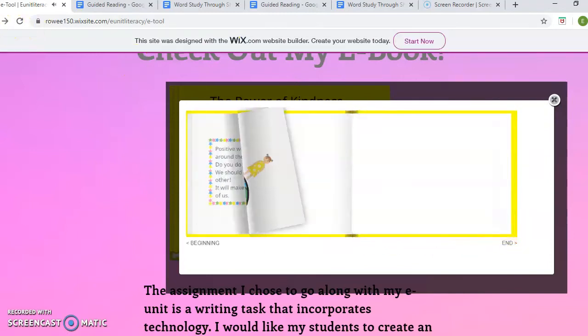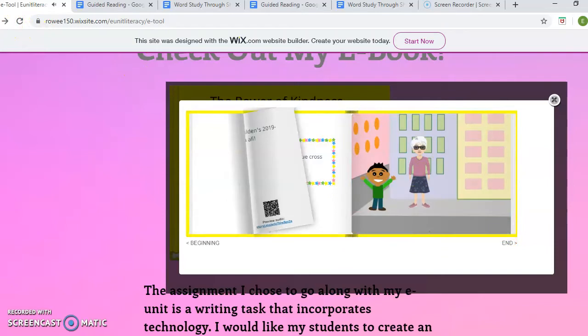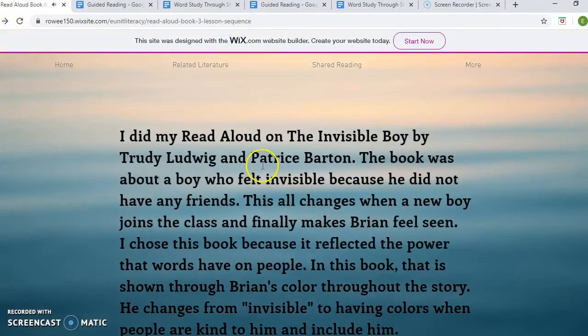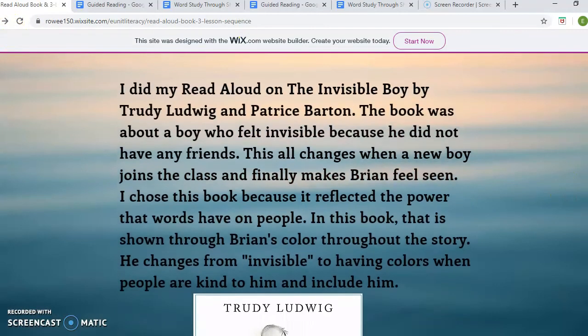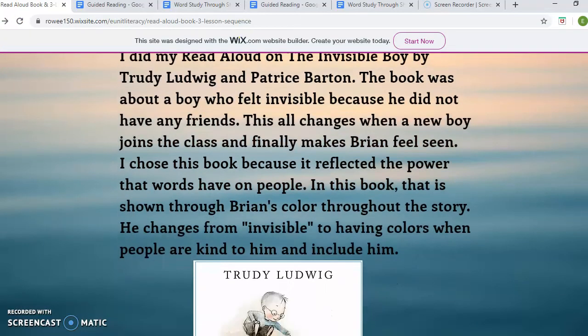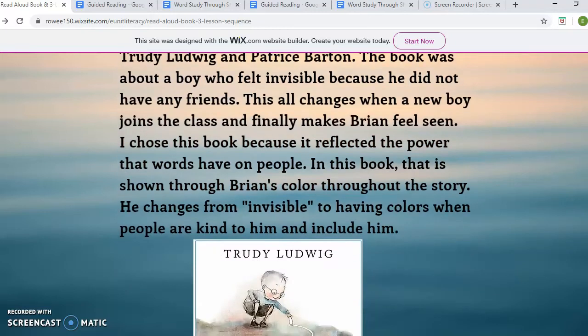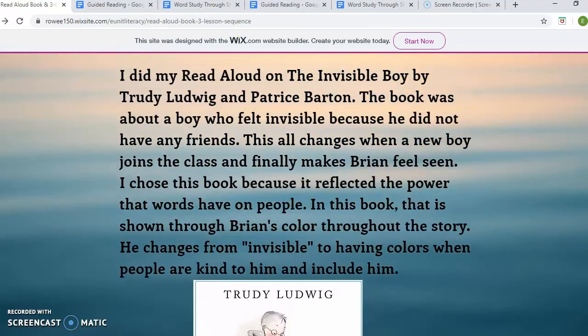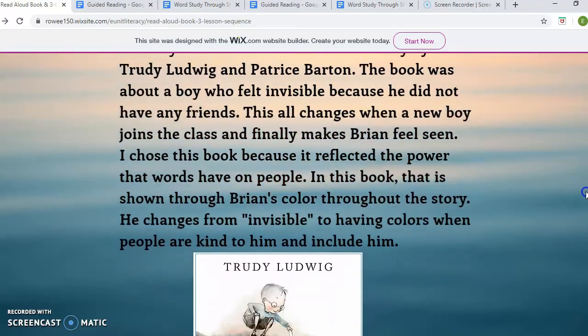So that was my book, and it definitely features a lot of repetition, which is good for students who are developing reading skills, rereading the same words over and over. And that would definitely be a feature that they could have in their book.